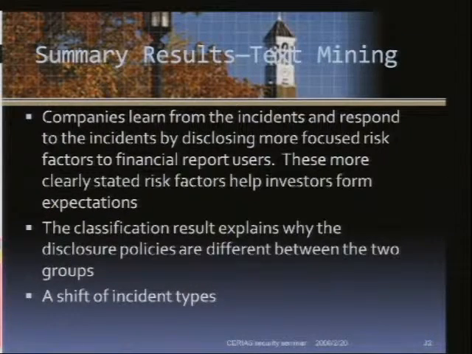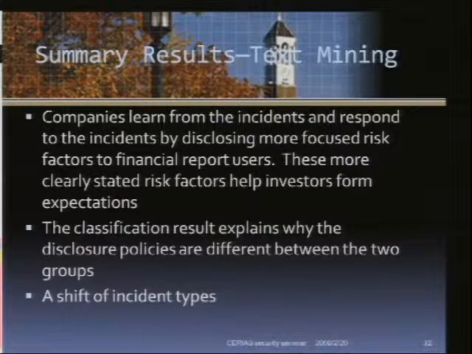So the idea is that the companies learn from these incidents and respond to them. They disclose more specific risk factors to the public, and they also increase their level of disclosure. They try to add more disclosures to their financial reports. And the classification result explains why the policy changes differ between the breach company and the non-breach company.